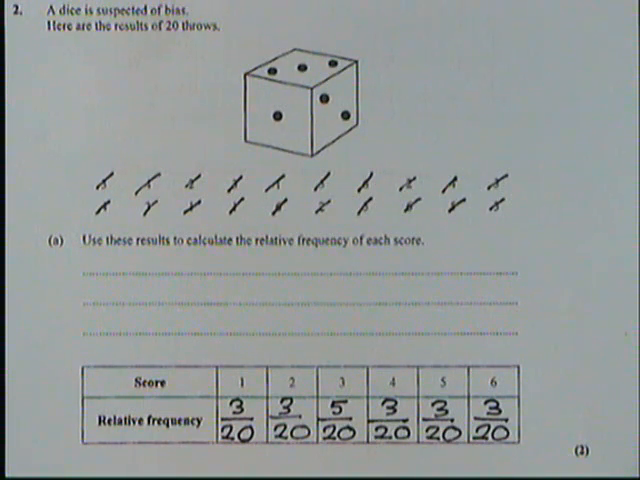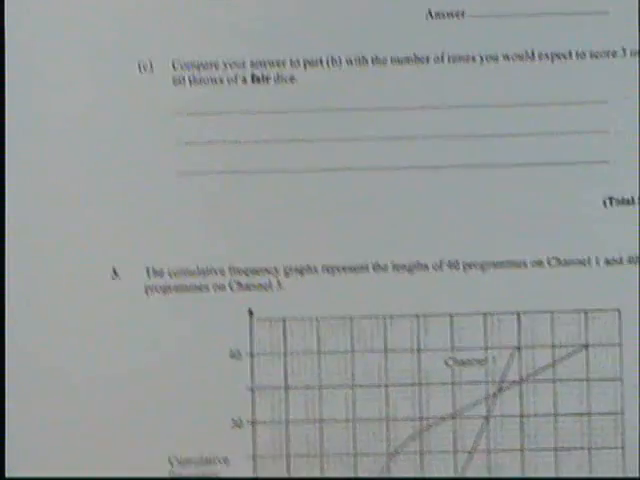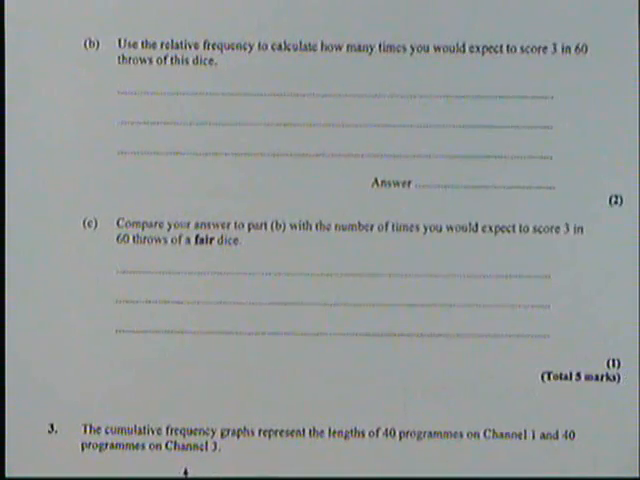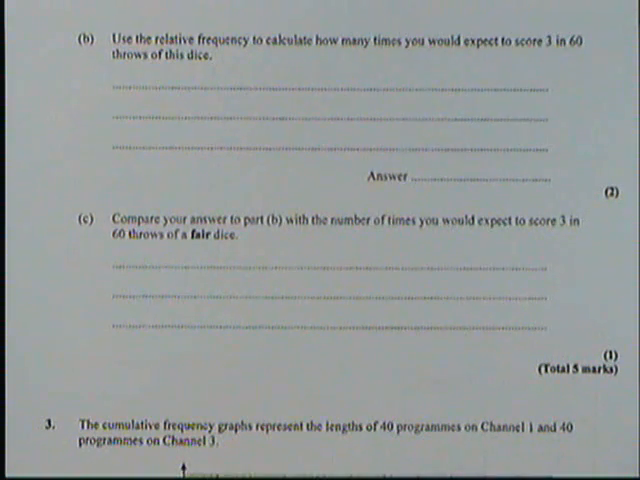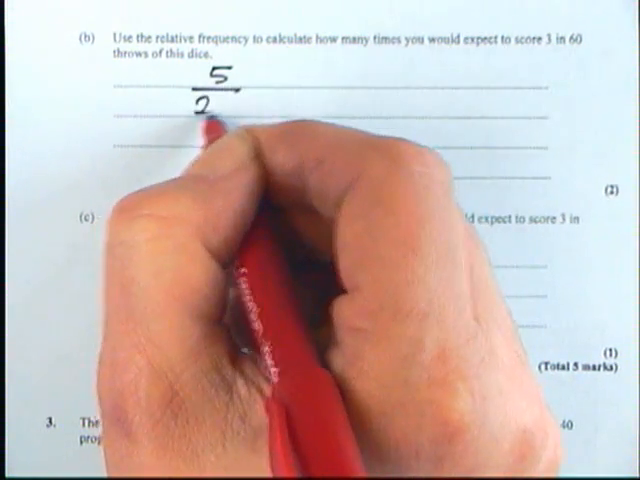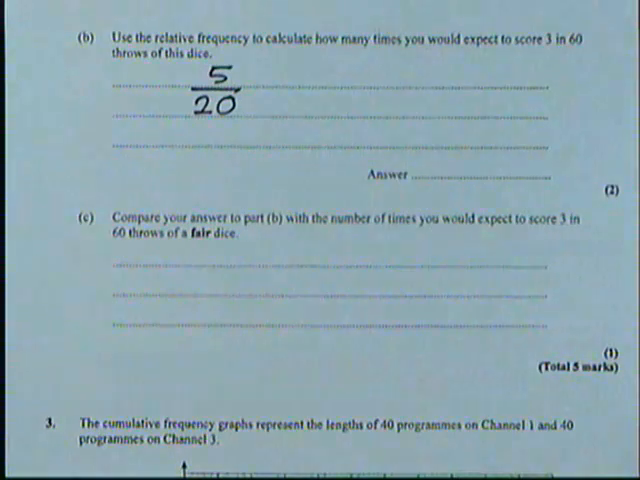We're now going to do the second part of the question. And the second part of the question says, use the relative frequency to calculate how many times you would expect to score a 3 if you threw the dice not 20 times, but 60 times. Now the relative frequency of a 3, if you can remember, we had more 3s than any other number, was 5 out of 20.